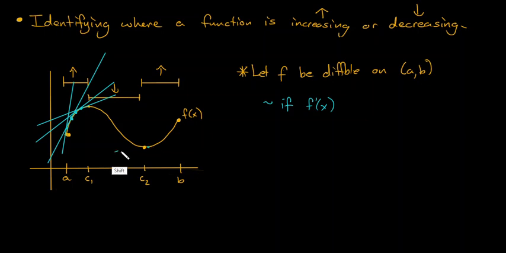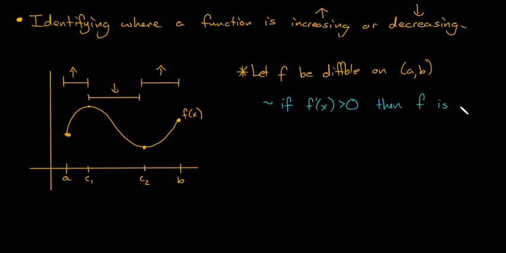Even here, my function is increasing. What's that slope? Positive. And here? Positive. If f prime of x is positive, how do you say that? Greater than 0. If f prime of x is greater than 0, then f is increasing.